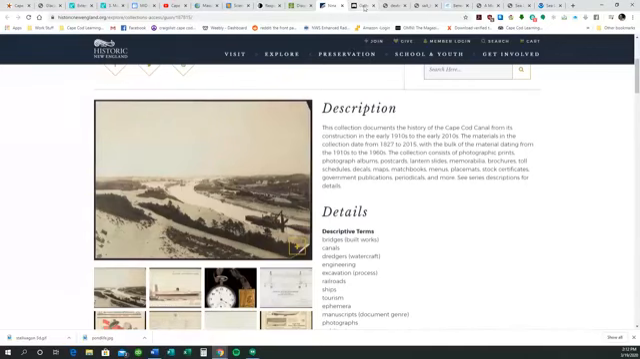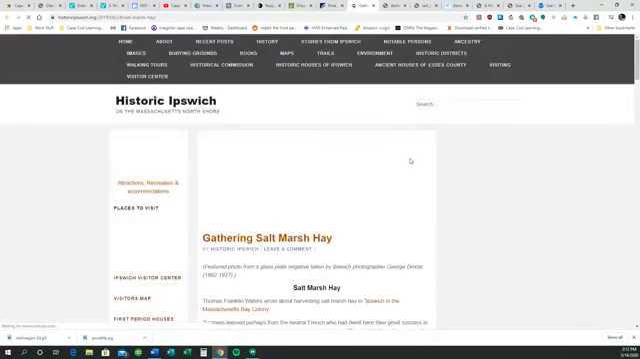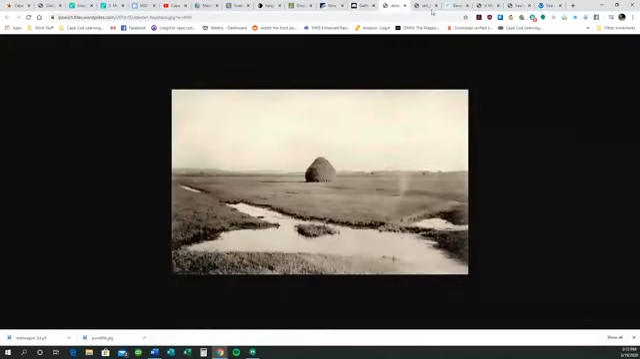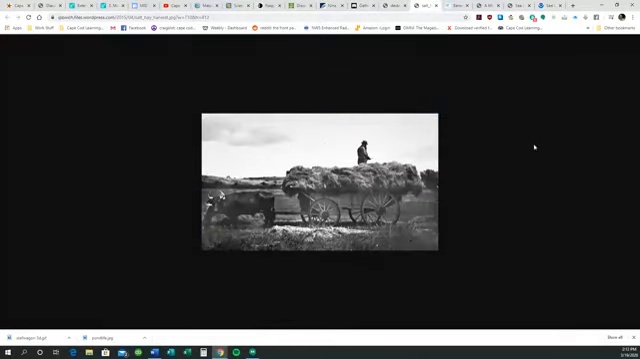I'd like to show you an example of gathering salt marsh hay. Many of you have often seen these poles in the salt marsh. This is how salt marsh hay was gathered and dried on the marshes. We went out there and collected it. We used horses and carts and oxen to collect this salt marsh hay.